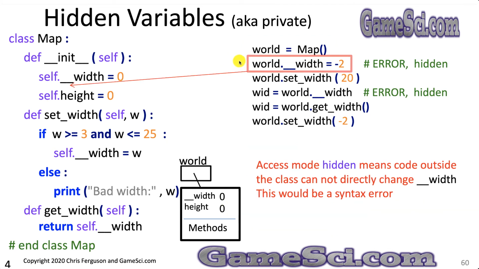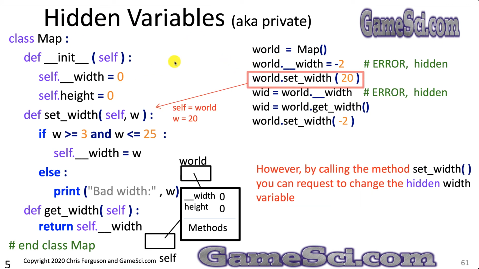So let's show you what's not allowed. In fact, this code won't even compile. I'm going to go to the world reference variable and go inside of it and try to access a hidden variable, something that starts with 2 underscores. And what I'll get is a big fat error. Access mode hidden means code outside the class cannot directly change or access __width. This would be a syntax error. Python would light this up in red and say, I won't even allow you to run this code. It's an error.